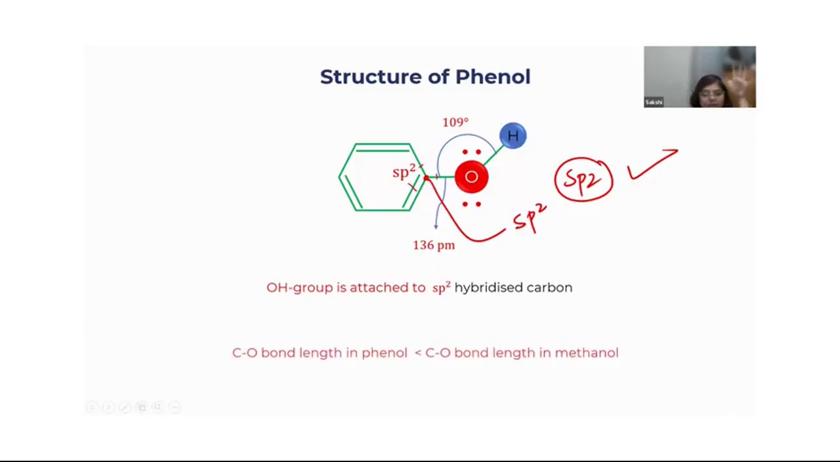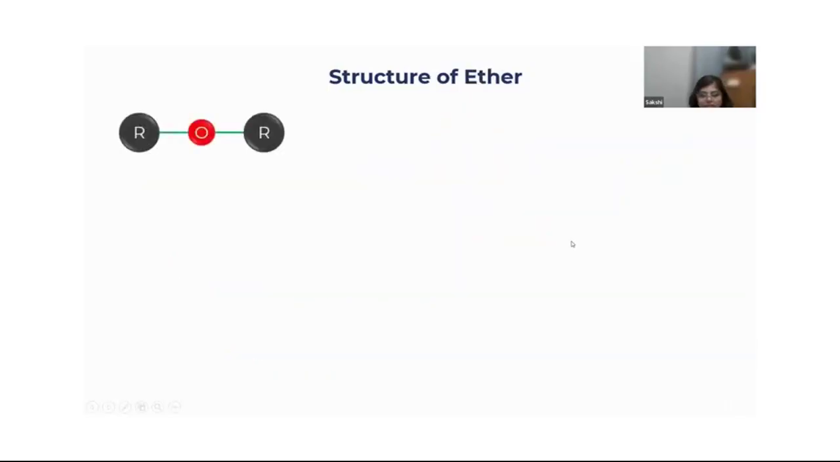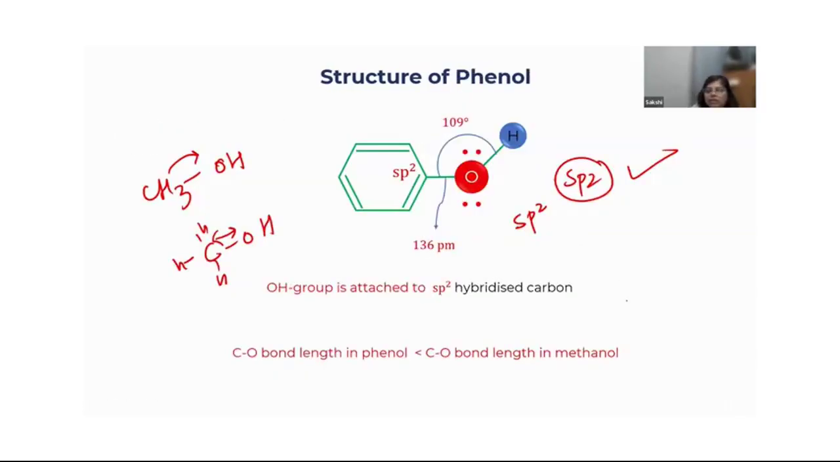Okay, one thing we need to know is that in the case of CH3OH, the carbon and oxygen bond length is more in methanol, but it is less in phenol. Why? It is due to the partial double bond character because of resonance. If you have studied, let us understand. Okay, so I'll show you the partial double bond character. What happens is, basically, if this is phenol, right?